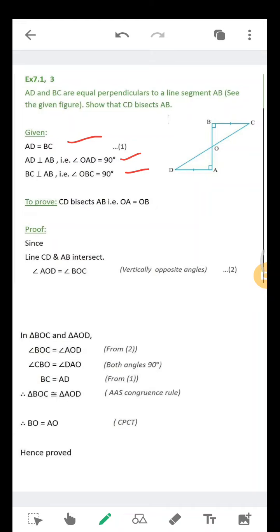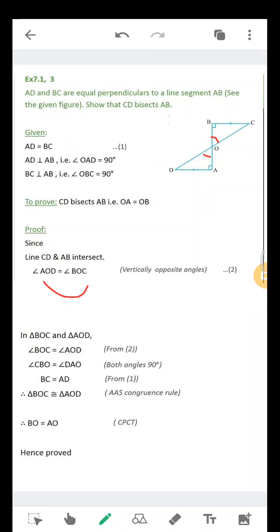Or I can say one angle and one side of this triangle and one angle and one side of this triangle are equal. What is the third part I can use here now? I can use vertically opposite angles. Hope you all remember it. So these two are vertically opposite angles. Since line CD and AB are intersecting, they form vertically opposite angles. So AOD is equal to BOC.